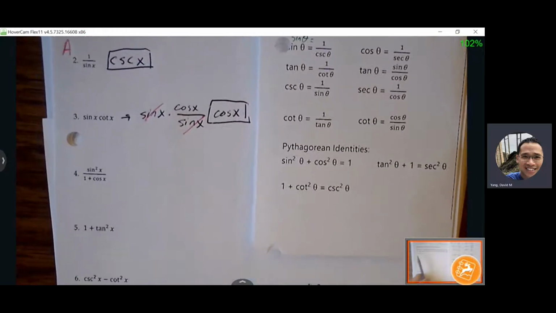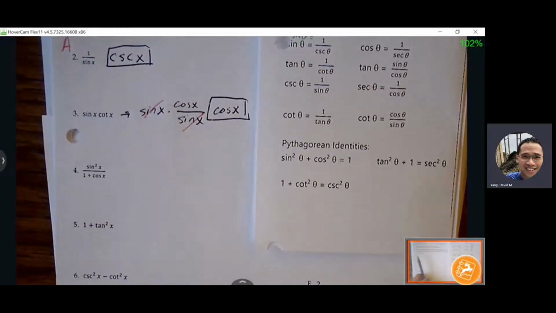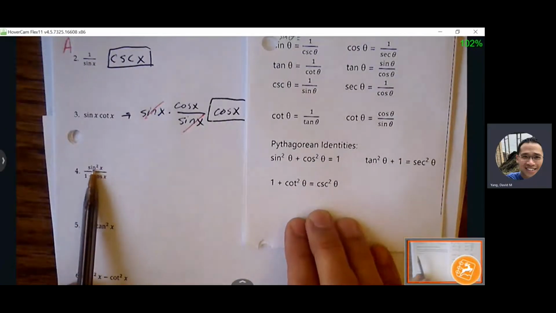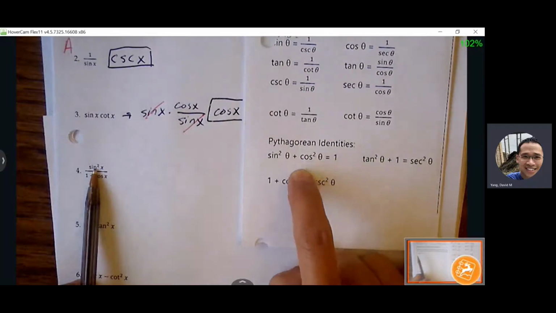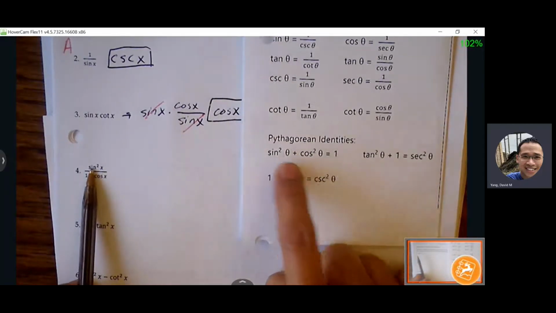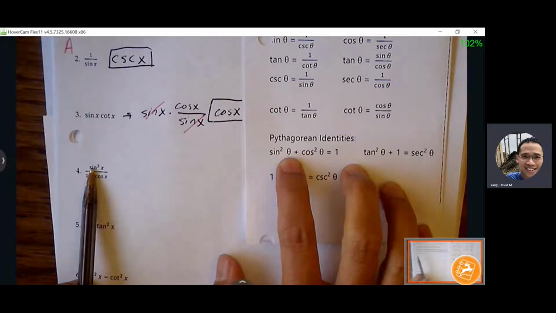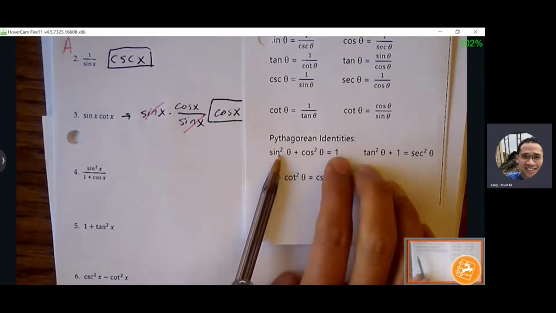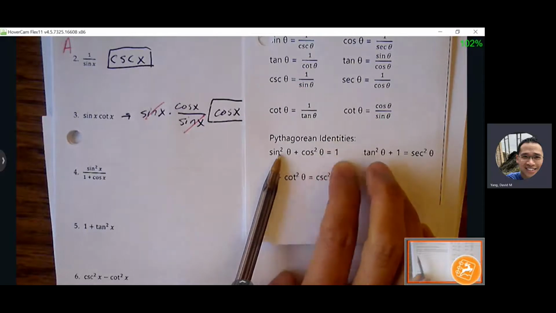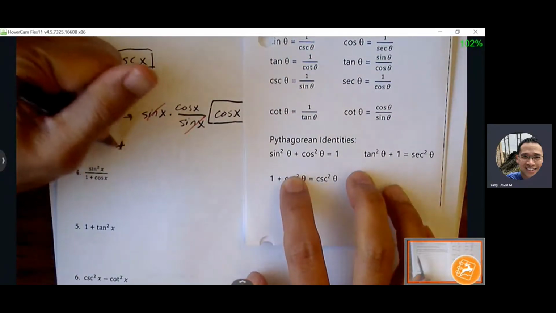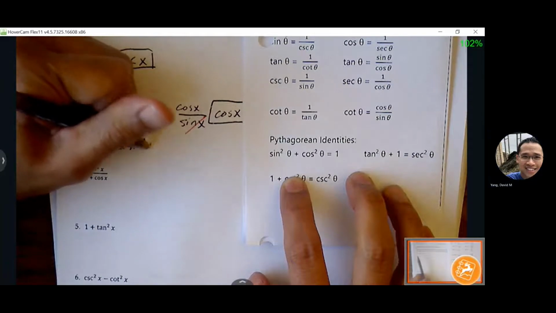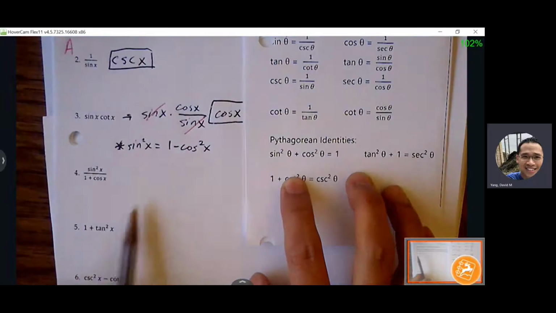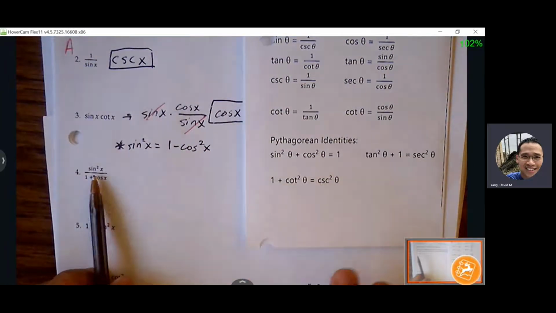Okay, number 4, sine squared over 1 plus cosine x. I'm not going to do anything with the denominator, but the exponent is what's going to draw me to want to do something with it. So sine squared, I see I have an identity for sine squared. I'm going to rearrange to find an equivalent for sine squared and subtract cosine squared from both sides. So I know that sine squared is equal to 1 minus cosine squared x. Okay, we make that substitution.